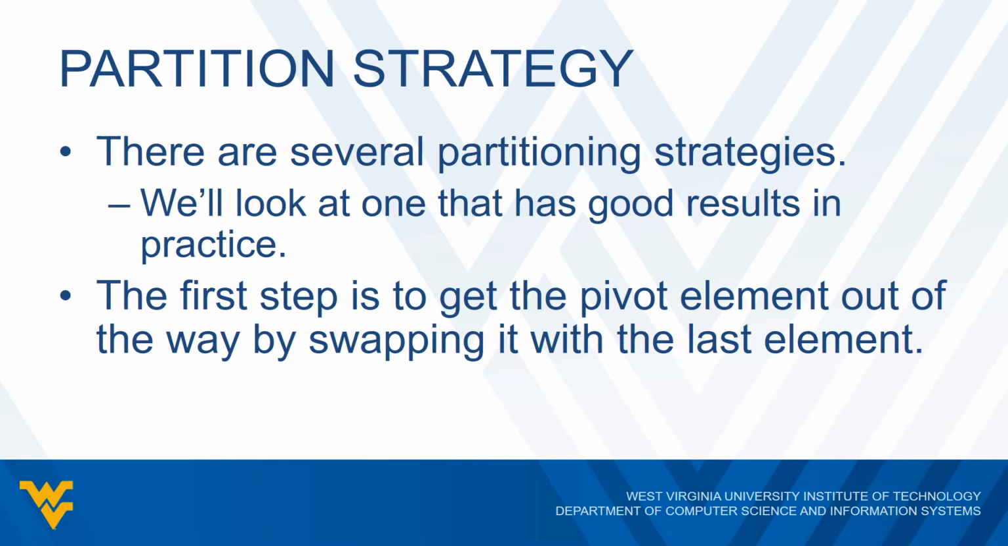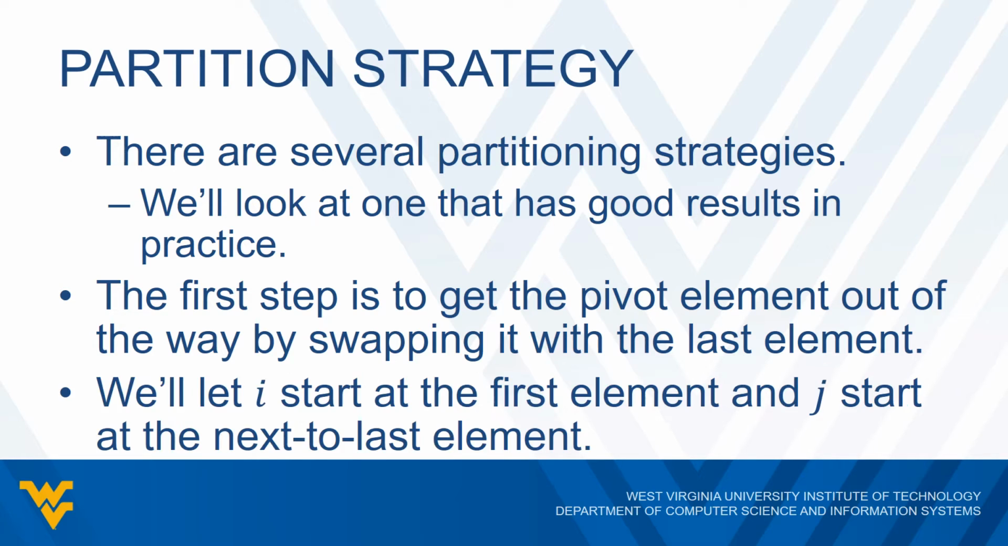Now we'll also have variables i and j, and they represent pointers for us, where they will point to specific elements in the array. So we're going to have i start at the first element of the array, and we're going to have j start at the next to last element of the array. So they pretty much serve as the endpoints of the current array that we're sorting.